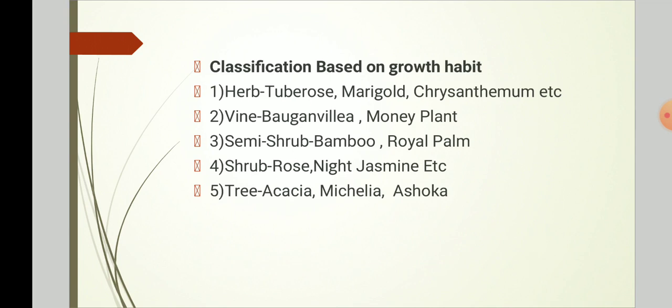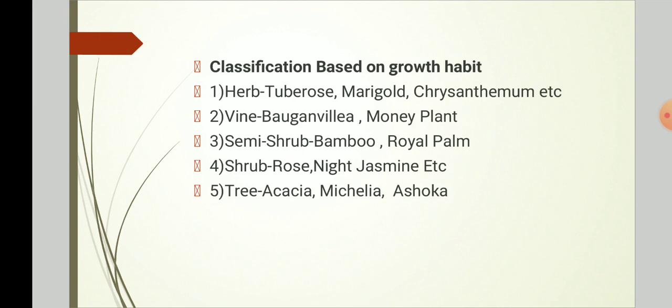Herbs are those in which the plant has soft stem or non-woody. Example of herbs of ornamental plants is tuberose, marigold, chrysanthemum, etc. Then vines. Vines is a new word for us. Vines, it is defined as a plant that uses neighboring plants, rocks, trees, fences, or other structure for physical support, like grapes, money plant, etc.